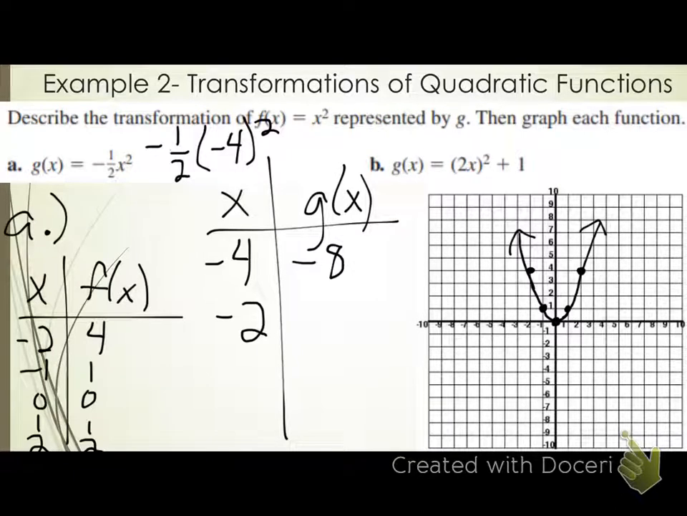So let's plug in negative 2. What's negative 2 squared? 4. 4 times negative 1/2 is negative 2. When I plug in 0, what do I get? 0. Plug in 2 and 4. 2 squared is 4, 4 times negative 1/2, negative 2. 4 squared is 16, and I'm going to get negative 8 again. So negative 4, negative 8.